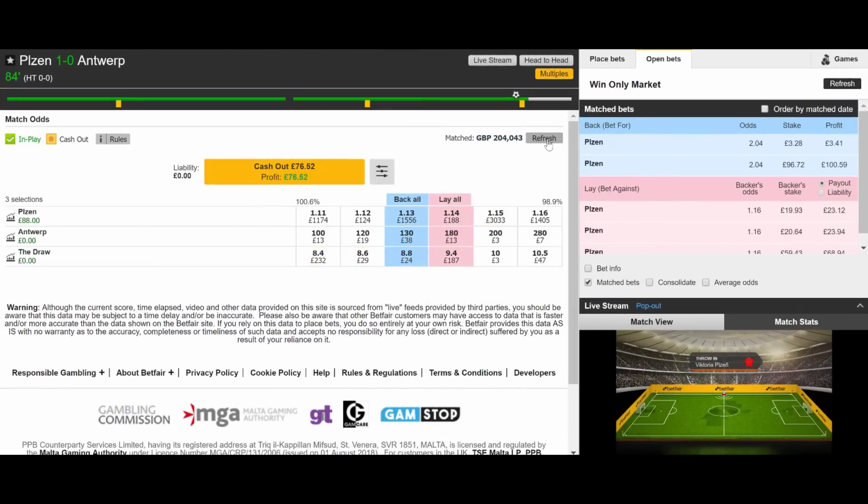Funnily enough, I was just signing out from that video, as you just saw there, when the markets went suspended, right? And then Antwerp actually had the ball in the net, but it was disallowed. So that would have been quite funny if that happened as I'm trying to explain how to maximize the trade. But at the same time, this kind of gives you an example of exactly what I'm talking about.